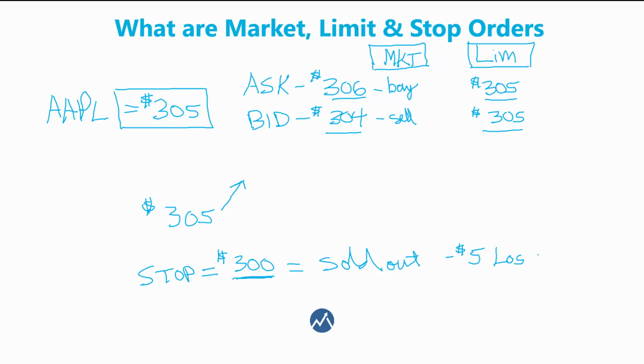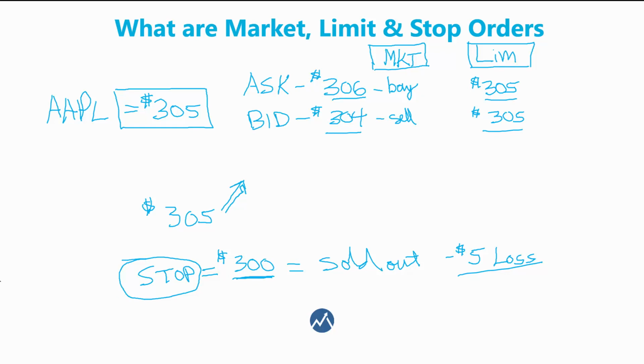Now, why would you do that? Well, if you were right on your guess as to what Apple stock may do, price would have gone up. But when you're a trader, you have to set that point at which you say, look, I must have been wrong. I'm going to get out of this position before I lose any more money. And that's what you use a stop loss order for.